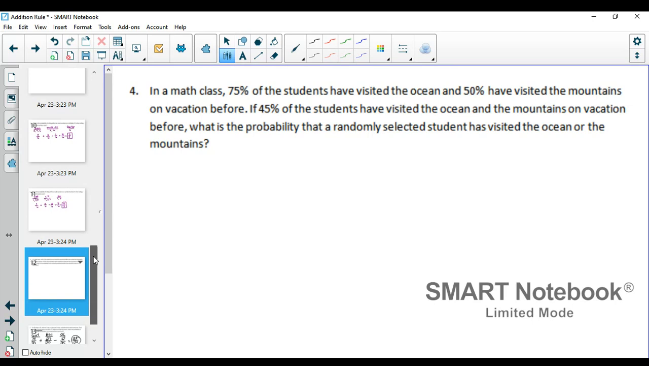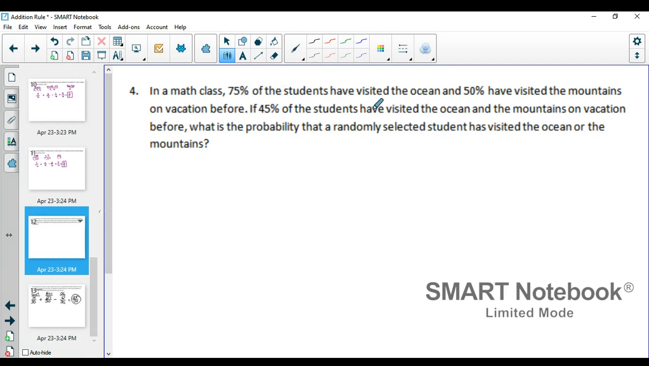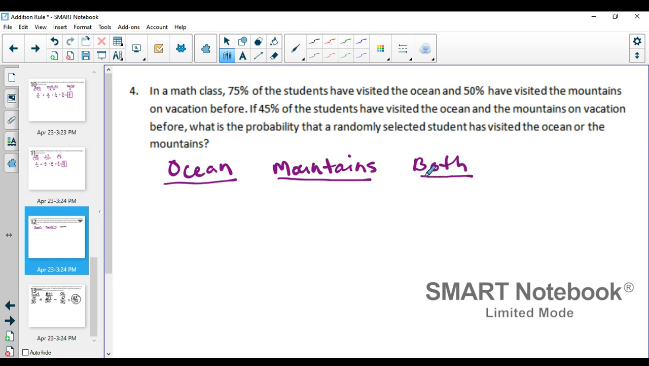All right, so in a math class, 75% of students visit the ocean and 50% have visited the mountains on vacation before. If 45% of the students have visited the ocean and the mountains on vacation before, what is the probability that a randomly selected student has visited the ocean or the mountains? All right, so we have ocean, we have mountains, and we have both. In this case, both is the overlap.